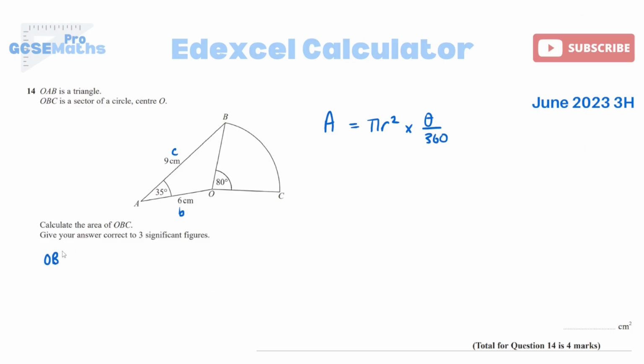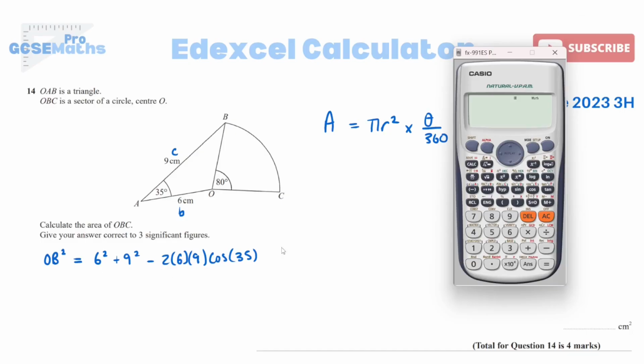So to work out OB, we obviously need to do OB squared. That's B squared plus C squared, so 6 squared plus 9 squared, minus 2 times B times C, so 2 times 6 times 9, then obviously multiply by cos of the angle, which is 35. And then at the end, we will square root it. So while that's how I'd write it down algebraically, I feel like I'd type it in slightly differently to my calculator. So as you can see, what I've actually done in the calculator is just put a big bracket and then multiplied all of the rest of this in one bracket.